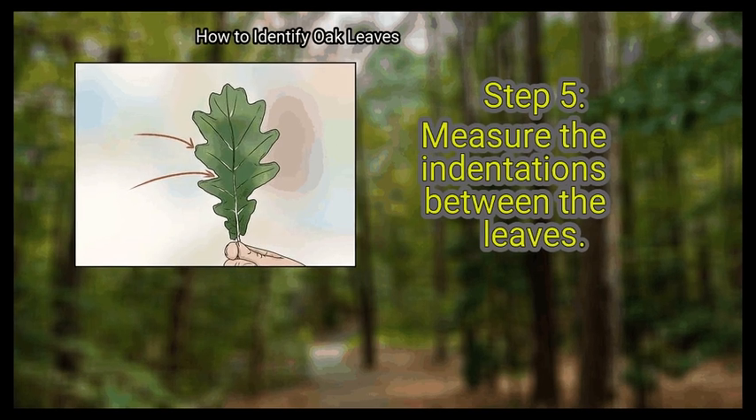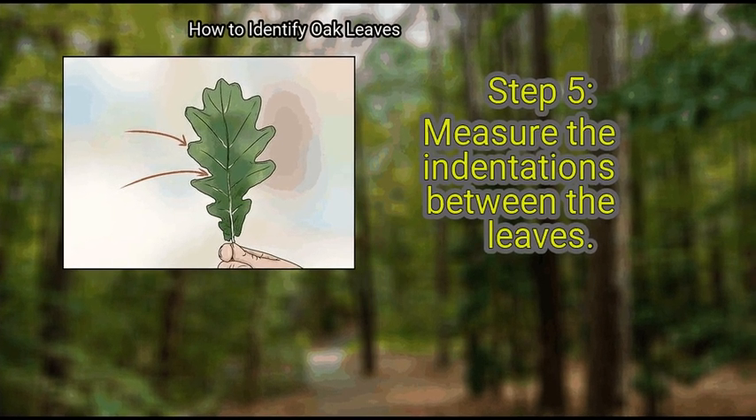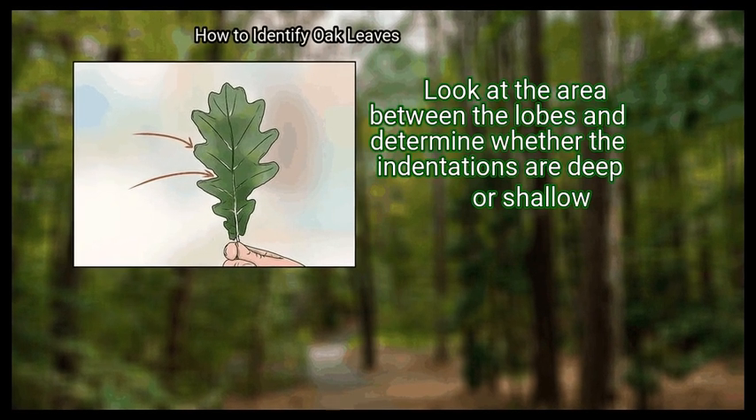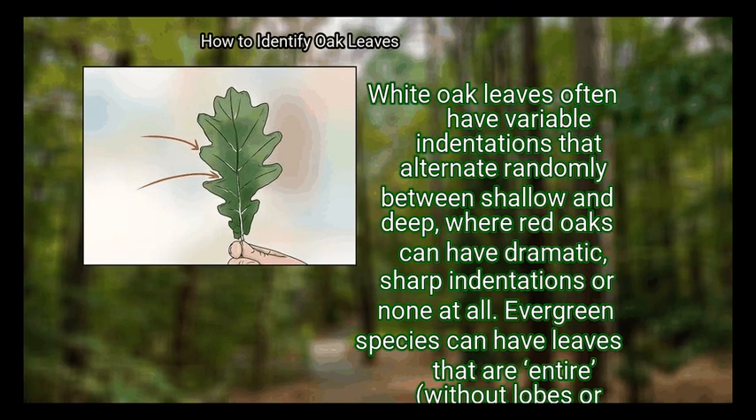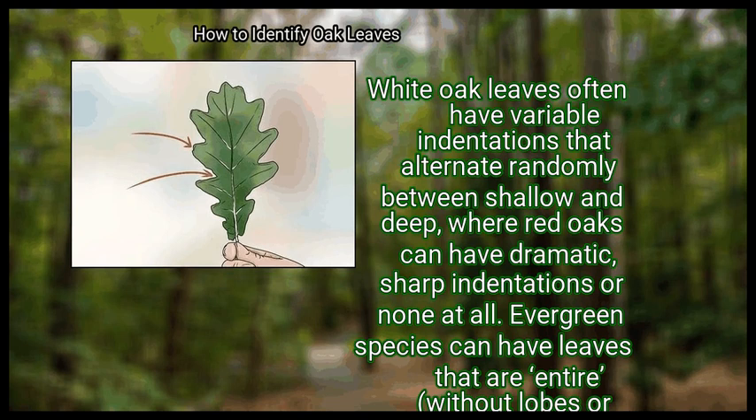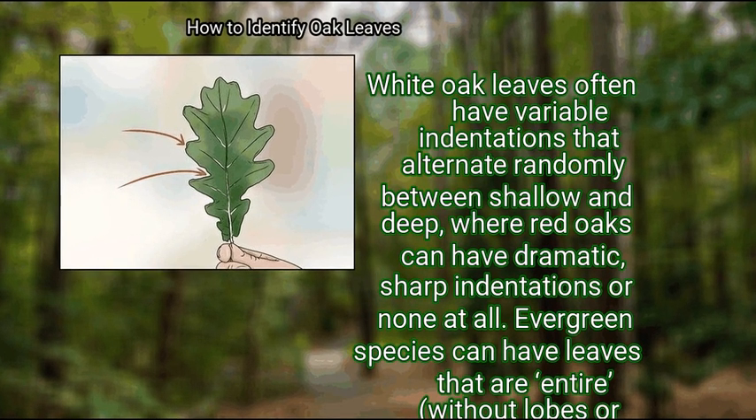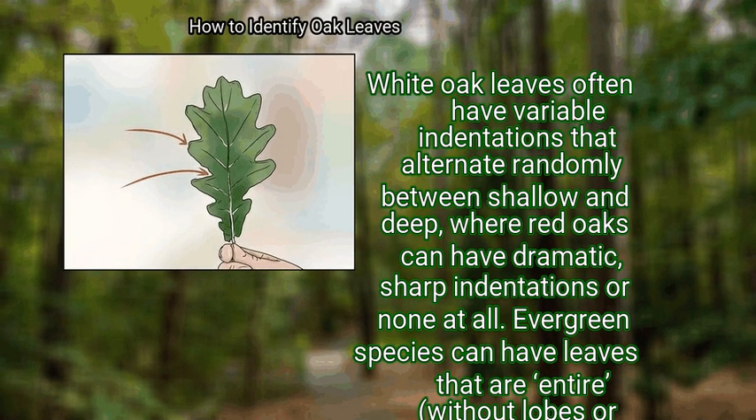Step 5. Measure the indentations between the lobes. Look at the area between the lobes and determine whether the indentations are deep or shallow. White oak leaves often have variable indentations that alternate randomly between shallow and deep, where red oaks can have dramatic, sharp indentations or none at all. Evergreen species can have leaves that are entire, without lobes or teeth, or that have only faintly wavy edges.